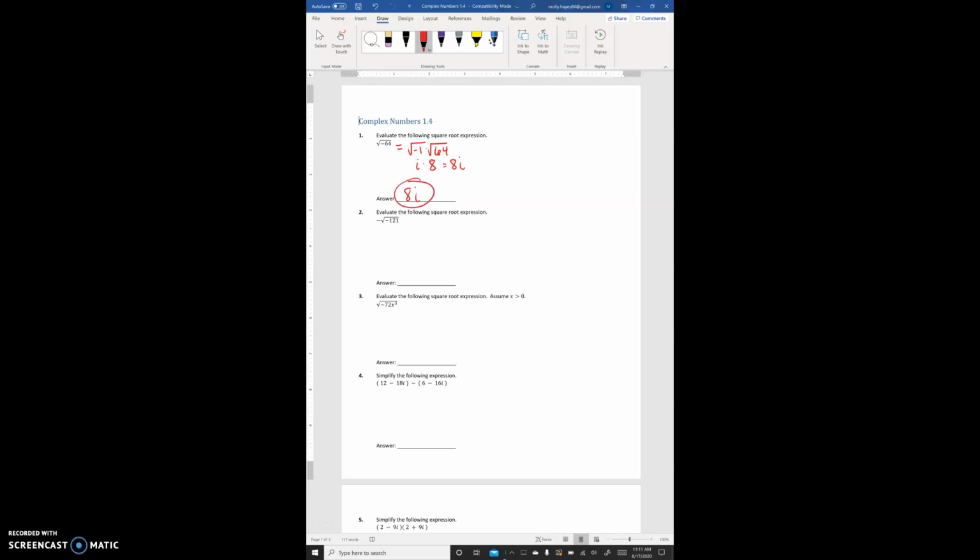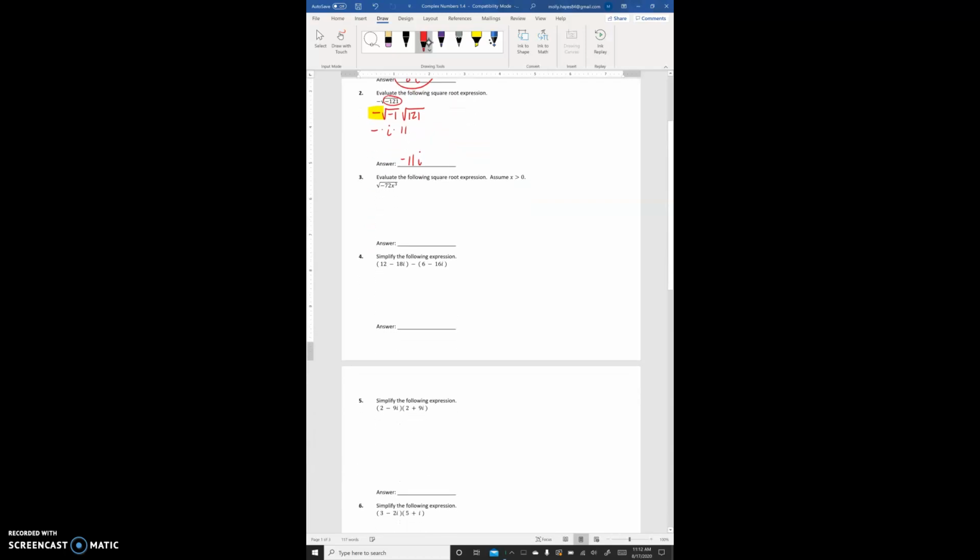For number 2, we have a negative, and then I can think of this -121 as the square root of -1 and the square root of 121. I'm going to keep this negative sign out front alone. Just kind of ignore it and carry it down. So the square root of -1 again is i. The square root of 121 is 11. So I have negative i times 11. So we would write this as -11i.